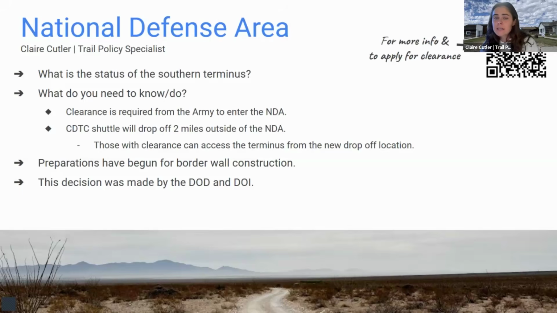I want to note here that CDTC does not decide the route of the CDT, and as such, we can't simply move the CDT out of the defense area. The route of the CDT was determined in the National Trail System Act in 1978, and now a portion of the CDT, which is congressionally designated, runs through an Army installation. So what do you need to know about this? Hikers wishing to enter the National Defense Area, the NDA, must apply for and receive permission from the U.S. Army at Fort Huachuca. That QR code on the screen will take you to the page that has information on how to do that.